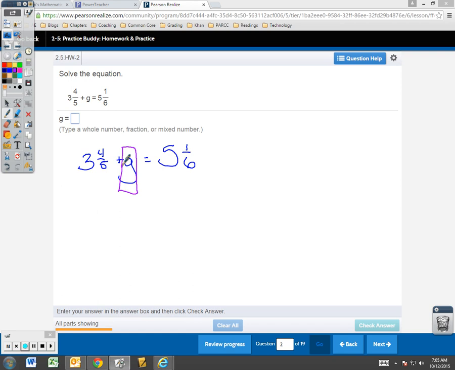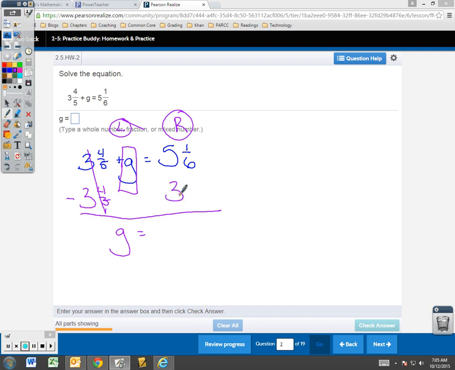g wants to be left alone on this left side of the equation. So to get g by itself, we must get rid of the 3 and 4/5. It's a positive 3 and 4/5. There's no negative sign in front of it, so we're going to subtract 3 and 4/5 from both sides. When I subtract 3 and 4/5 from 3 and 4/5, I have nothing, which leaves me with g by itself, which was our goal.